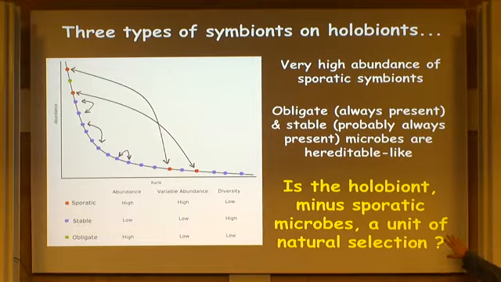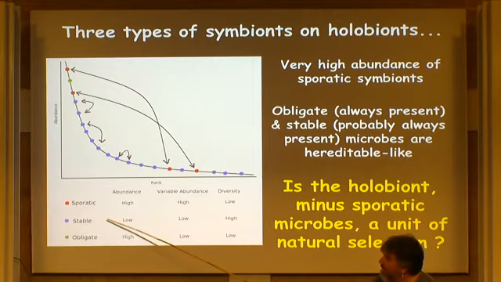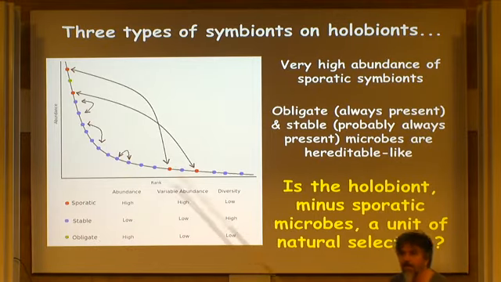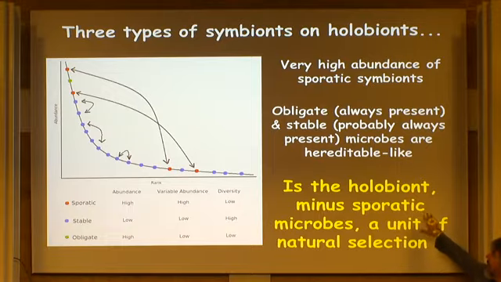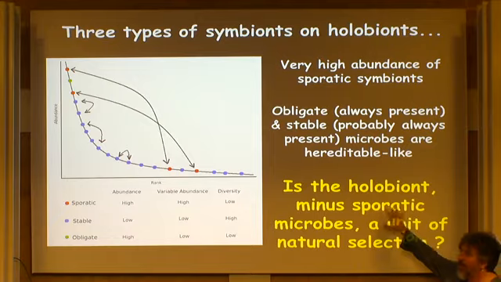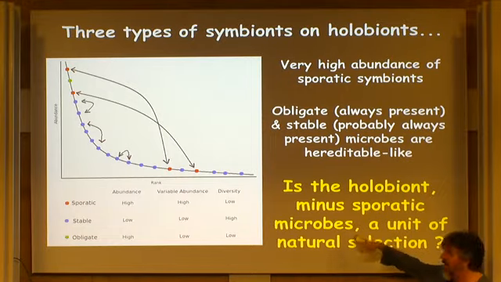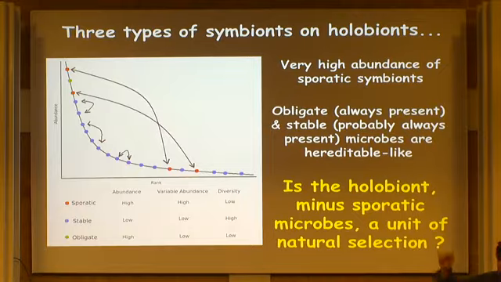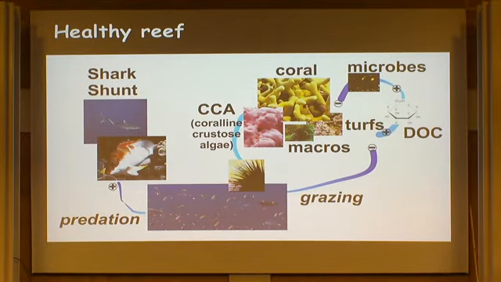So one of my questions that I would pose to you is, if this looks heritable, in the sense that we really do think these communities are stable and obligate, could it be that the holobiont, minus the sporadic guys, throw them out, is a unit of natural selection? Any questions about that part? I'm going to jump into some ecology.